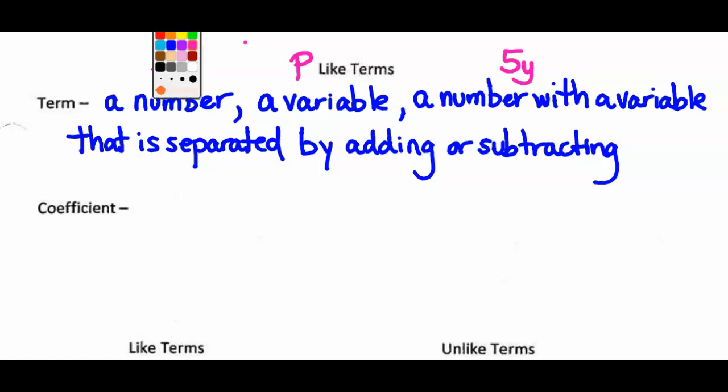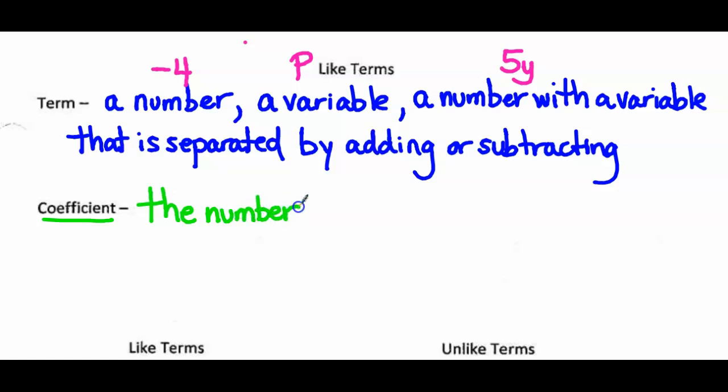The next vocabulary word here is coefficient. You're going to hear me say this word a lot over the next month. I want you to learn what a coefficient is. Vocabulary is very important. A coefficient is the number part of a term. So I'm going to give you a term, and we're going to show what the coefficient is.